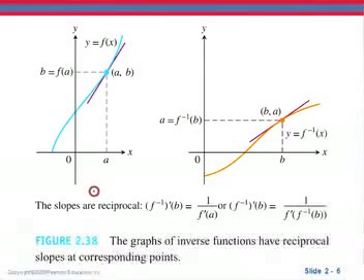Now here are a couple more examples of graphs that are inverses of each other. And if it's an inverse, if I have the point (a, b) on this graph, I will have the point (b, a) on this graph. The x's and y's switch places. When I look at the slope of this tangent line and the slope of this tangent line, there is a relationship between the two. The slopes of the tangent lines are going to be reciprocals of each other.